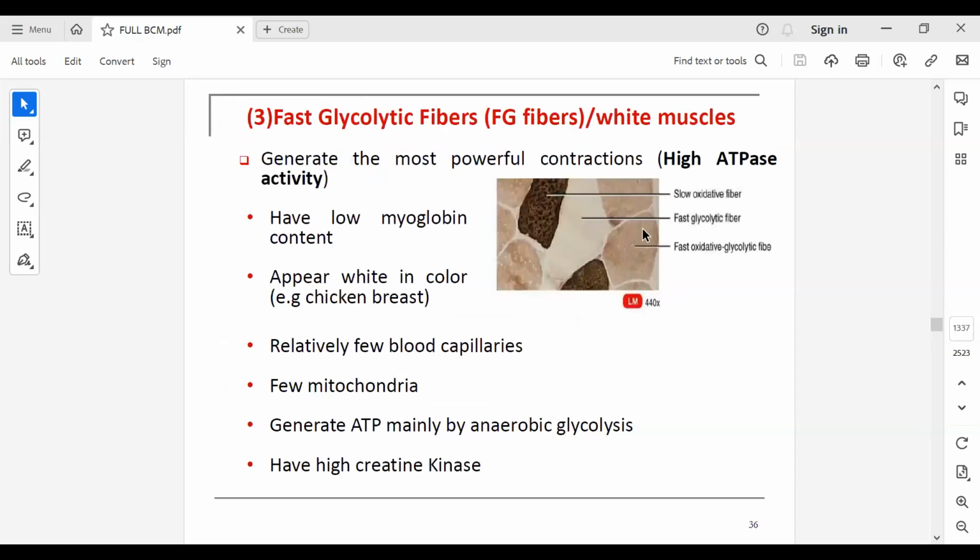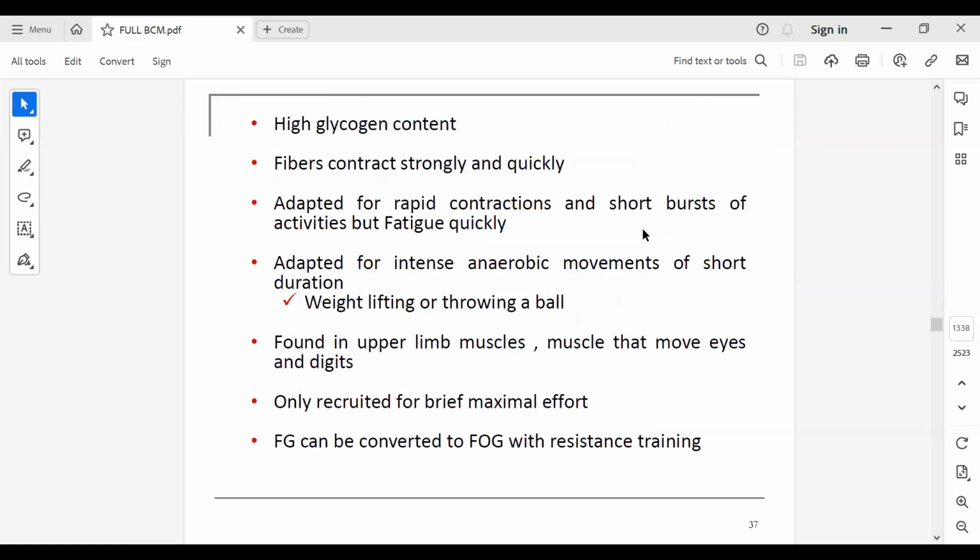The fast glycolytic fibers, the white muscles, are very powerful. They have low myoglobin and few mitochondria and generate ATP by anaerobic glycolysis. So, fast glycolytic fibers, white muscles. Maybe you can find them in whoever must be using them a lot, like Usain Bolt.